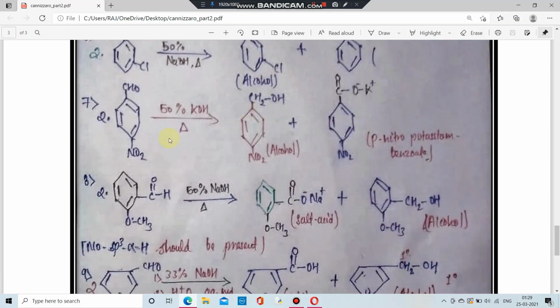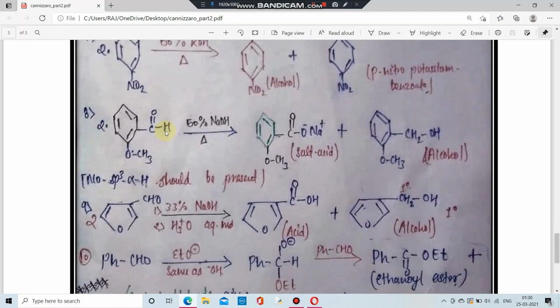Now we have taken another example. This is a para-nitro derivative of benzaldehyde. So in products we are going to get para-nitro the same in both, but what is going to change, this aldehyde is going to change, one as a primary alcohol. Look, this is a primary alcohol and this one as a benzoic acid. So look, this is an acid. So para-nitro potassium benzoate, another is para-nitro benzyl alcohol.